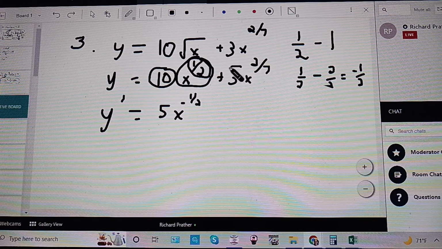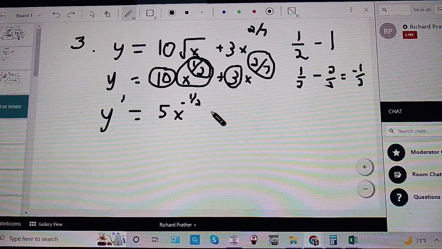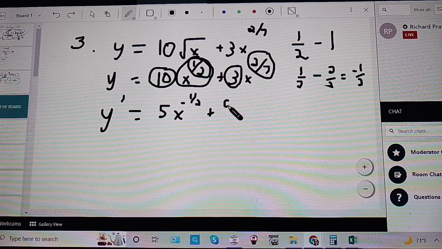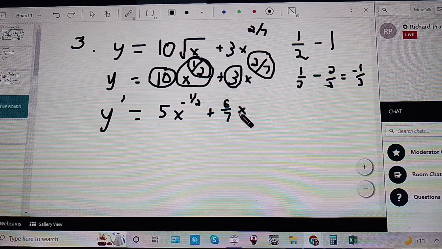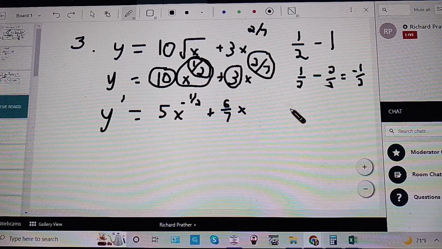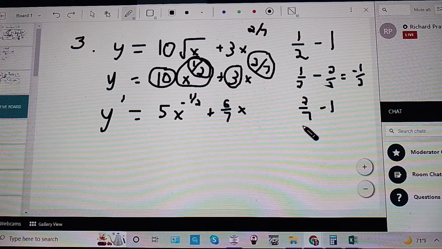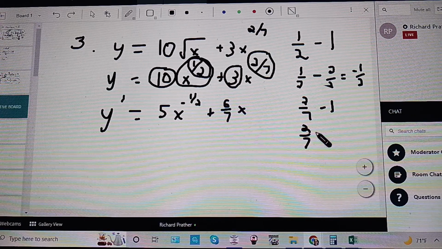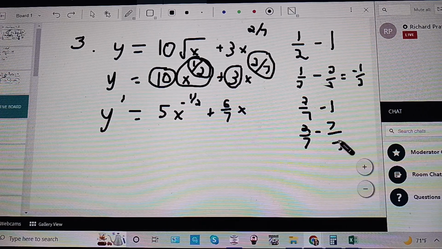And then this can sometimes come out okay, but here nothing really happens. 3 times 2/7 is literally 6/7, because you can just do the 3 times 2 only. And then I got to decrease that by 1, so 2/7 minus 1. Make that 2/7 minus 7/7. That way the 1's turning into 7 over 7. That would be negative 5 over 7.